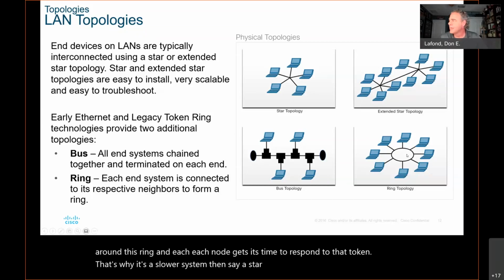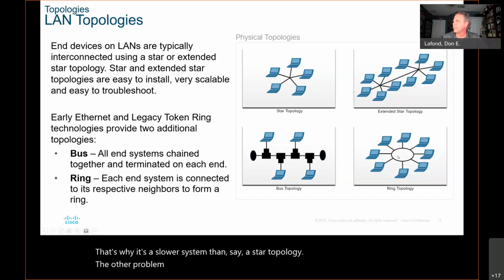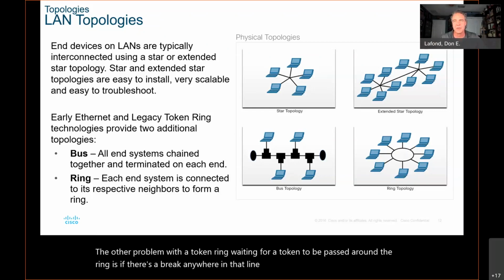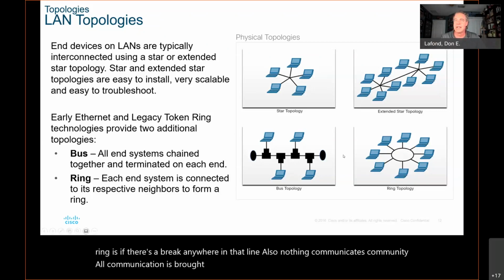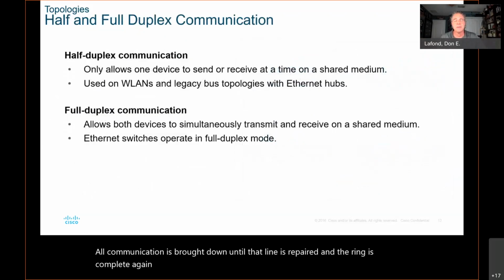The other problem with a token ring waiting for a token to be passed around the ring is if there's a break anywhere in that line, also nothing communicates. All communication is brought down until that line is repaired and the ring is complete again. So those are topologies. Now we talk about half and full duplex.